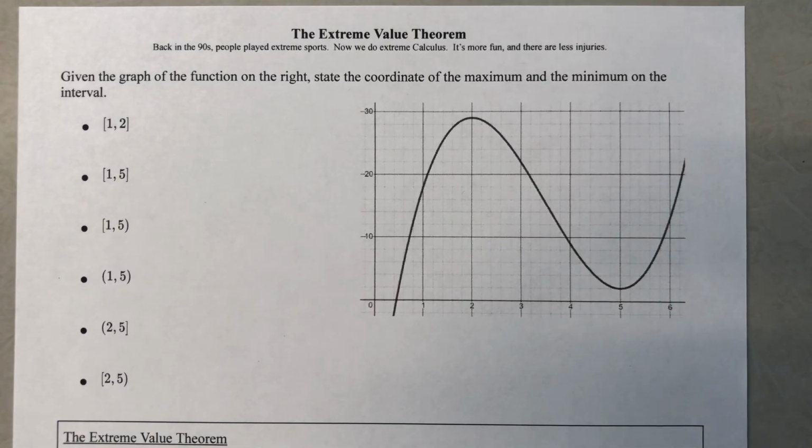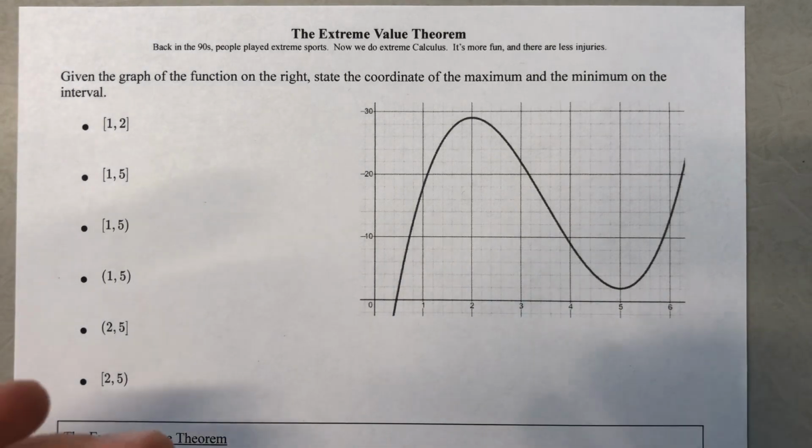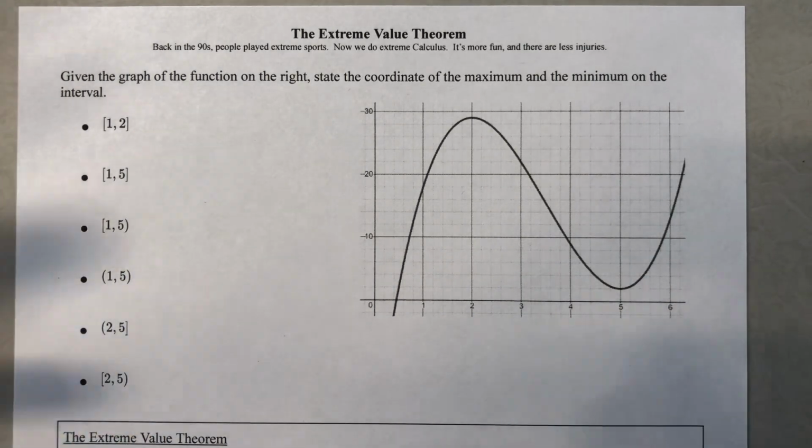The extreme value theorem is an existence theorem, and we are going to basically say that something exists based on a certain set of criteria, or in this case, one criteria that we have to meet. The other two existence theorems, you have seen them before, are the intermediate value theorem and the mean value theorem.